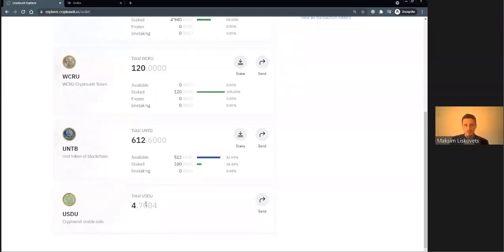And USDU, which indicates the number of USDUs in your wallet, you may not stake them, it's quite natural. You may only send them.